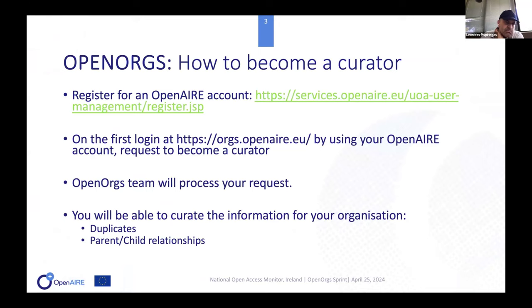And I would also like to share with you two slides. All of you have already been informed on this via email. First of all, is how to become a curator. You need to have an OpenAIRE account, where you can register for one at the link that we provide in the slides. And on the first login at the OpenOrgs platform, using this OpenAIRE account that you have created, you request to become a curator. Then the OpenOrgs team will process your request and grant you access. And then you will be able to curate the information for your organization.